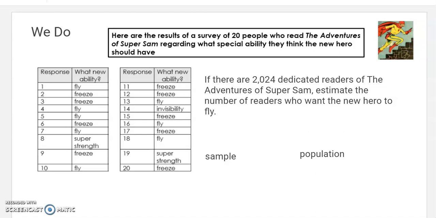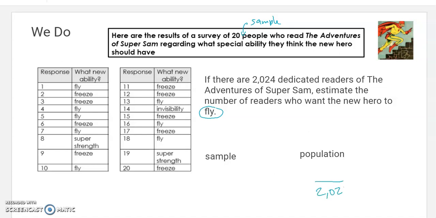So here are the results of a survey of 20 people who read The Adventures of Super Sam regarding what special ability they hope the new hero should have. And there they are. So a survey of 20 people, probably a sample. If there are 2,024 dedicated readers of The Adventures of Super Sam, estimate the number of readers who will want the new hero to fly. So looking at my sample here, there's a lot.